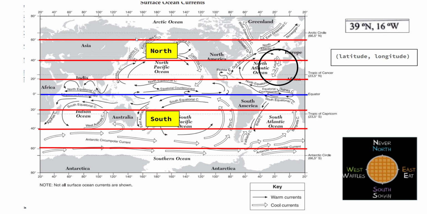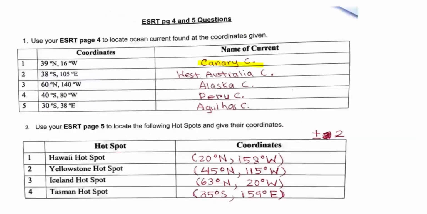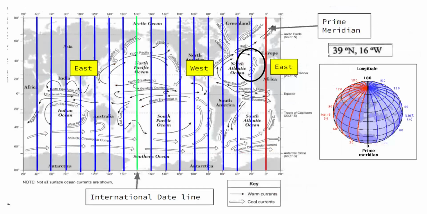And these lines above the equator are our north latitudes. These lines below the equator are our south latitude. Canary Sea is around 39 degrees north of the equator. So that's why it's 39 degrees north. Next, Canary Sea is also 16 degrees west of the prime meridian.